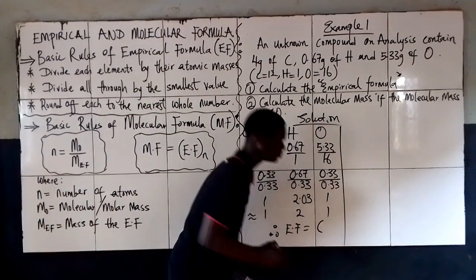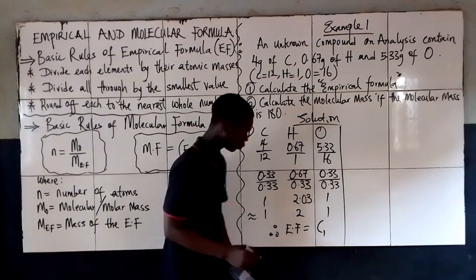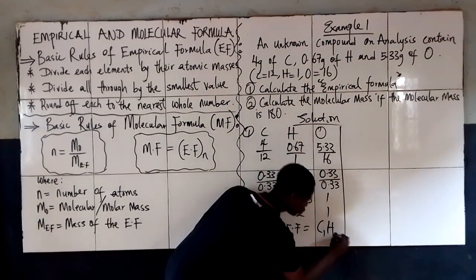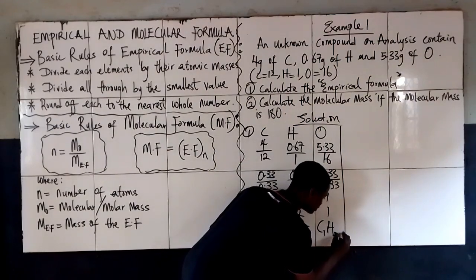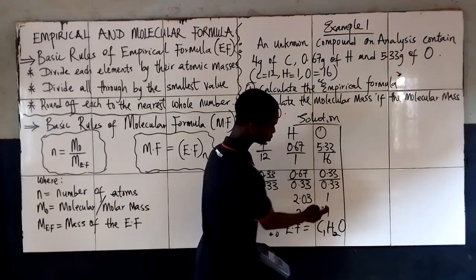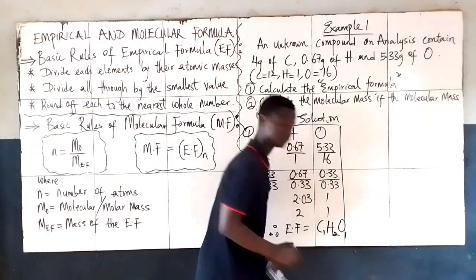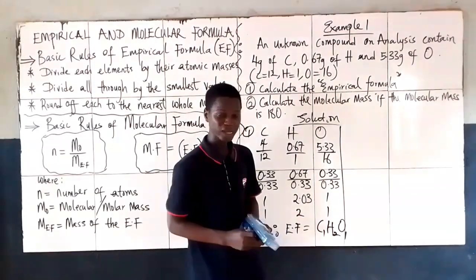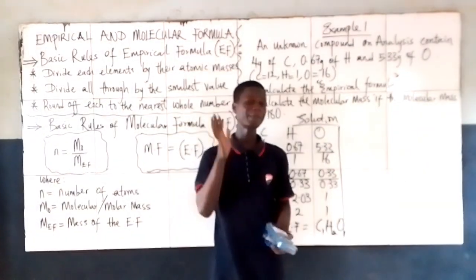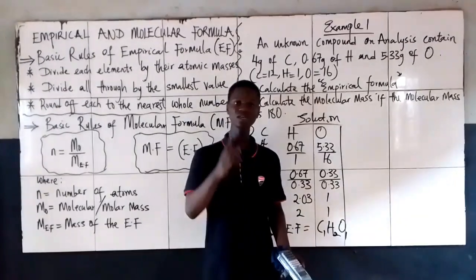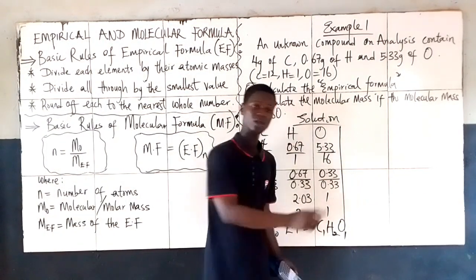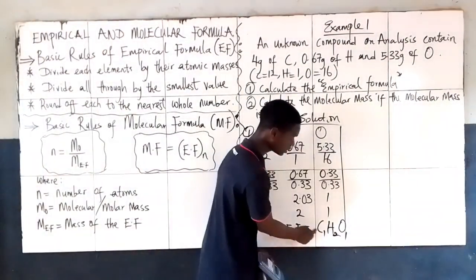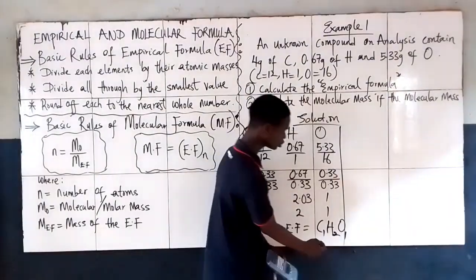Therefore, the EF for the unknown compound: what is the first element? C. What is its subscript? 1. The next element is H. Its subscript is 2. And the last element is O, that's oxygen. Its subscript, the answer you got finally, is 1. So C1H2O1 is the empirical formula for this unknown compound. And in a better form, you can say CH2O, because basically in chemistry, the subscript 1 is not usually shown. So you can just say CH2O. You don't show the 1 and 1.